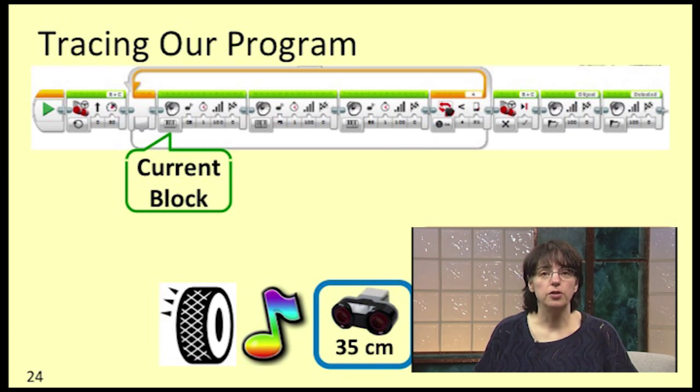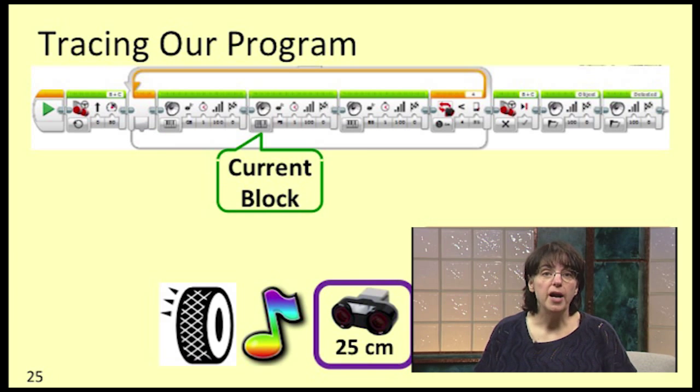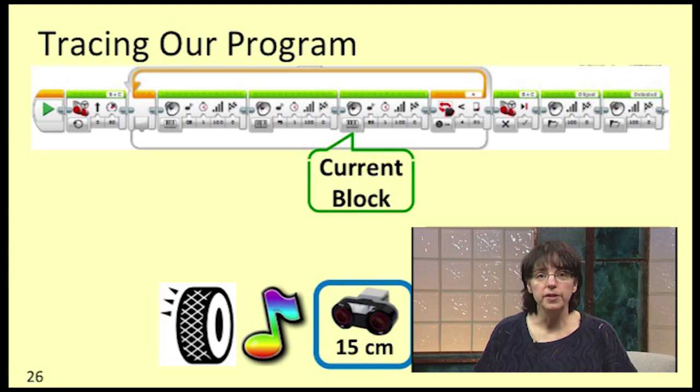That sonar check took virtually no time, so we're probably still about 35 centimeters away from the obstacle as we play this note. And perhaps when we start playing this note, we're 25 centimeters away. But we're inside the loop now, so there's no check of the distance at this point. We just continue moving and playing our note. Now we're only 15 centimeters away, but still no check, so keep moving and playing.